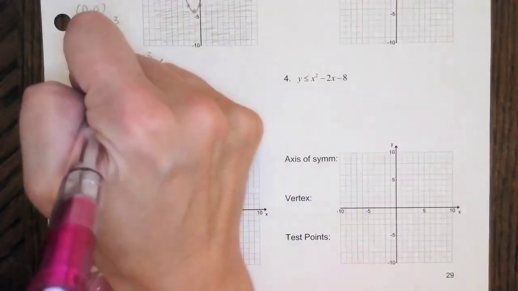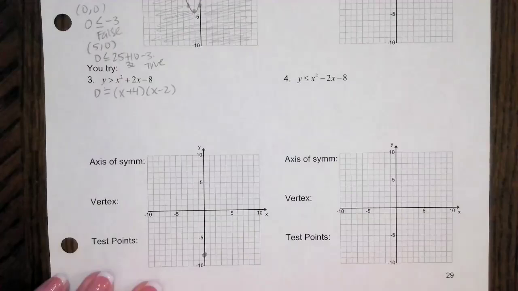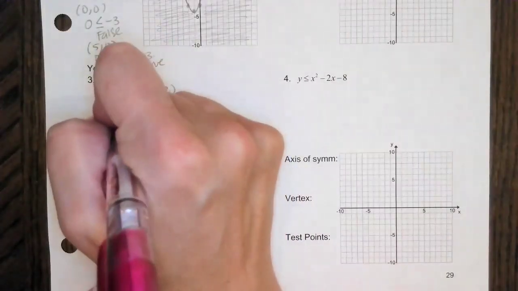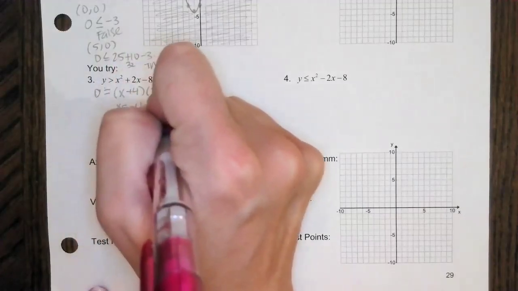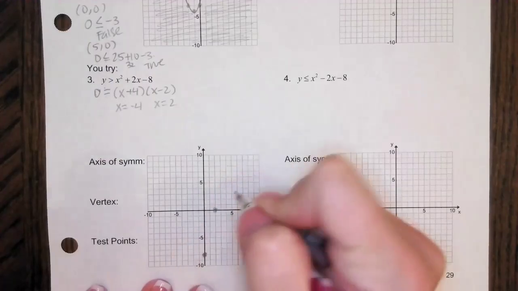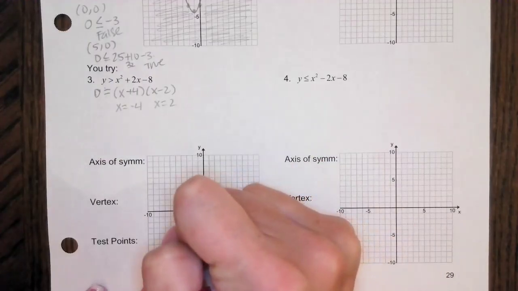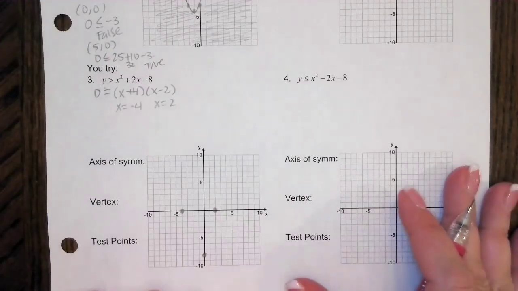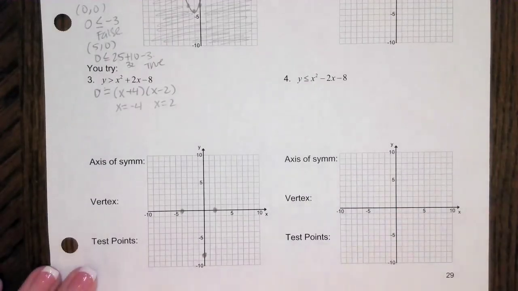I left the inequality there, but what we're finding is our x-intercepts, so I'm going to go ahead and put that 0 equals there. So x equals -4 and x equals 2 are our roots. And so I would go ahead and graph those, our x-intercepts, right there. All right, to keep this going, I'm going to go ahead and find our vertex. We can go ahead and complete the square again in order to find our vertex.